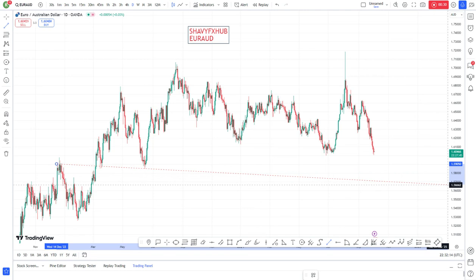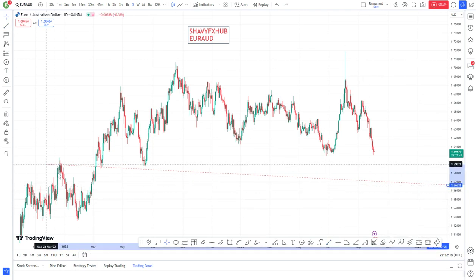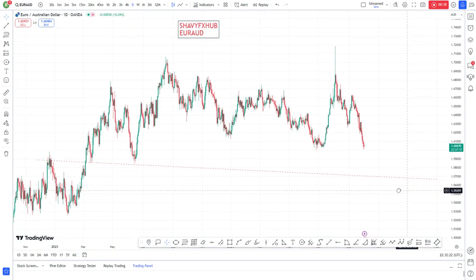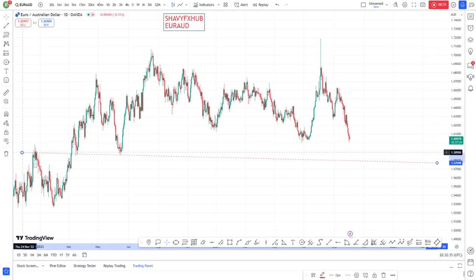Euro AUD will have a long day for the fall. It's going to be massive. The structure you can see on daily. On daily, we have a massive fall. We have to pick the weeks.